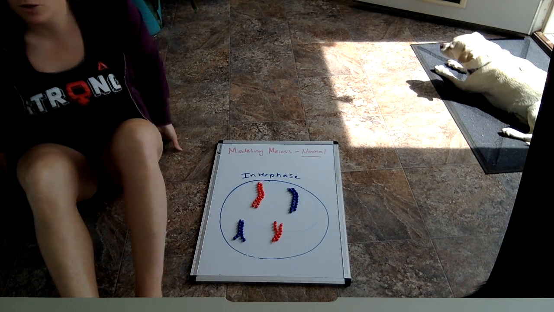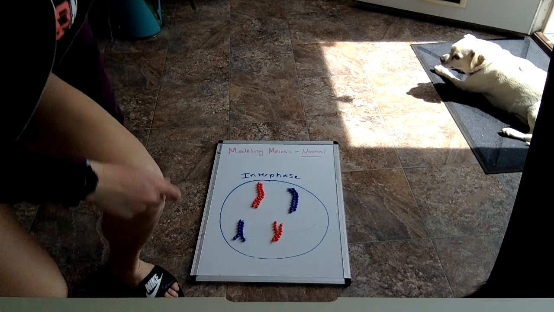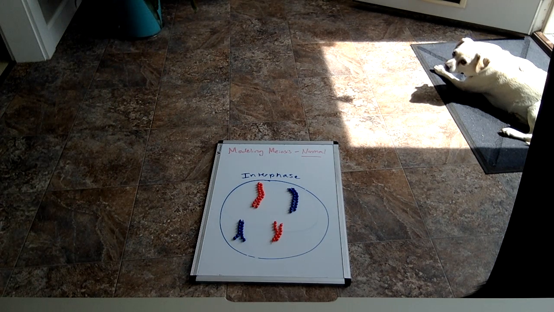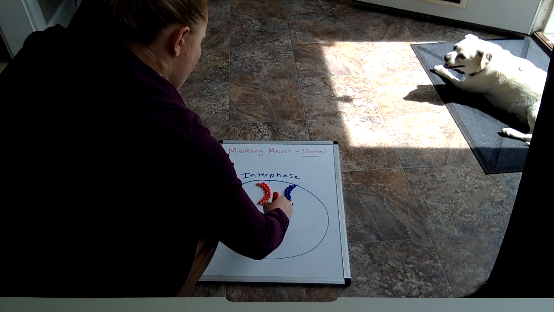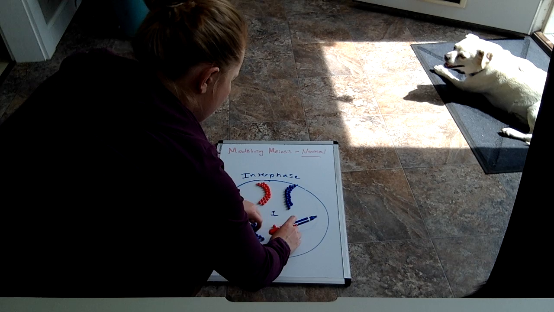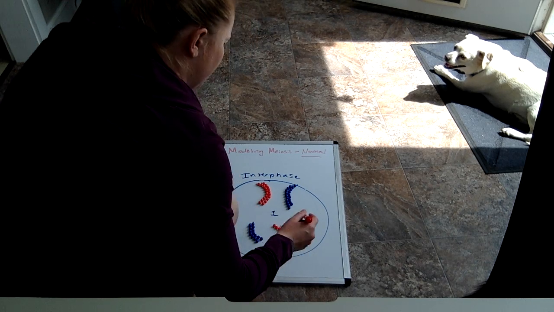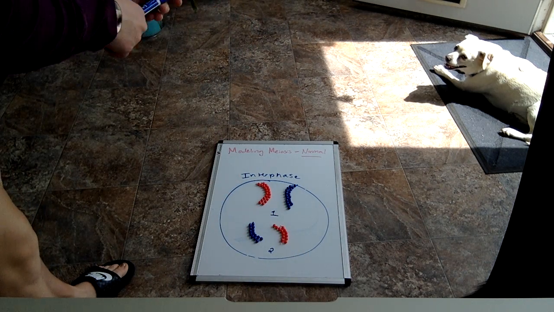So for interphase, you're just going to draw this, and you could put, if you want, this is chromosome type 1, and then these are type 2. We have 2 sets of chromosomes.